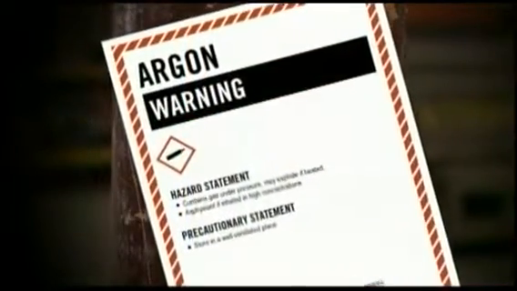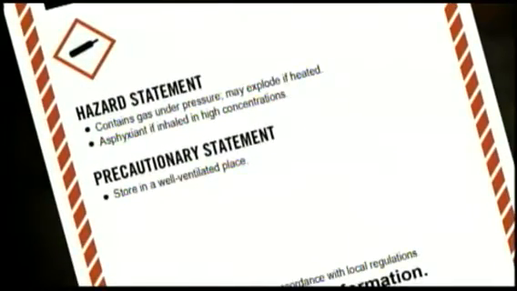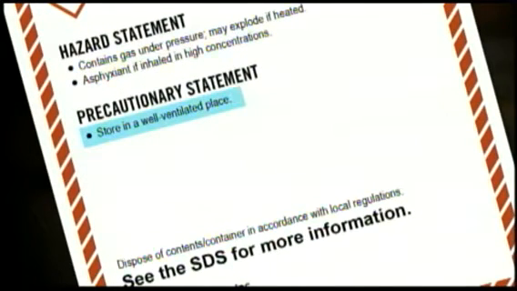Let's try a different substance. Let's say you're using argon to purge a piping system and want to know more about the hazards. Let's start with the label. We have our hazard category pictogram, gas cylinder, and the signal word, warning. The hazard statement shows that it contains gas under pressure and may explode if heated. It may also be an asphyxiant if inhaled in high concentrations. The precautionary statement directs you to store it in a well-ventilated place.